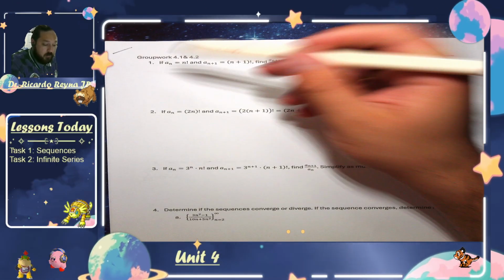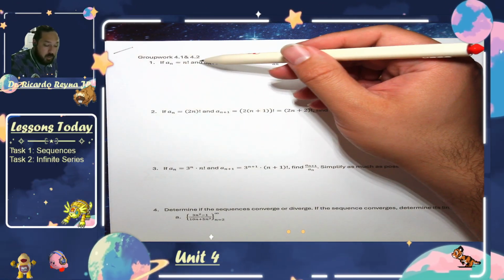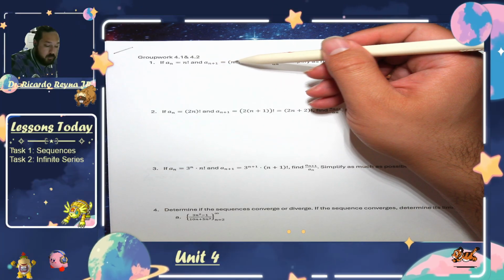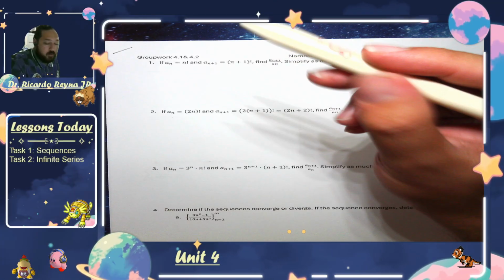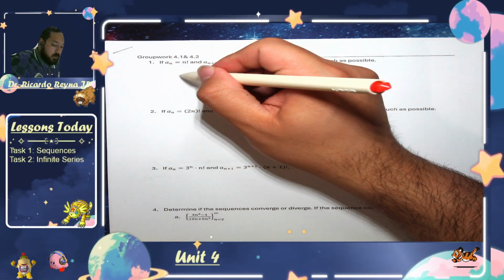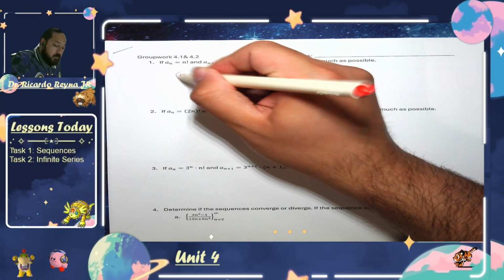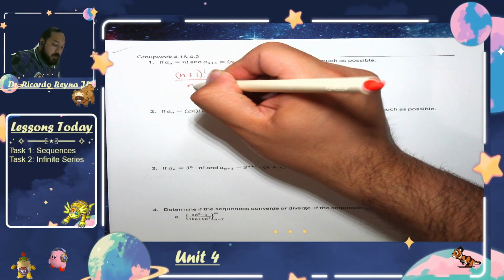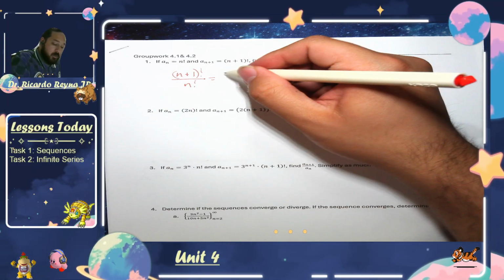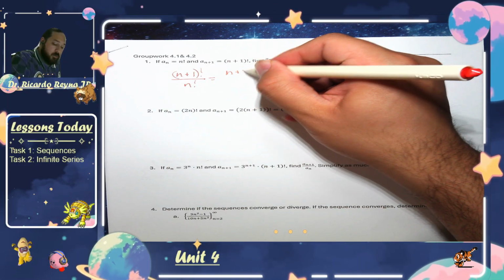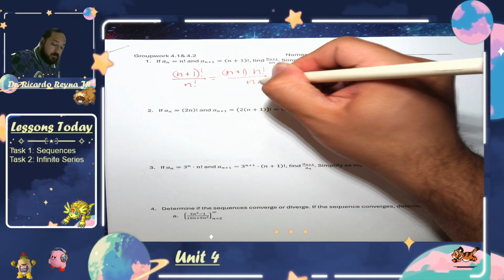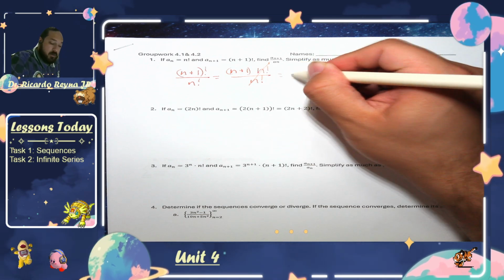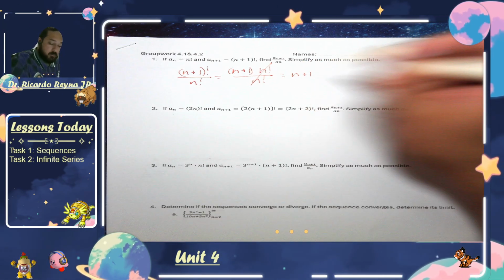Number one reads: if a_n is equal to n factorial and a_{n+1} is equal to (n+1) factorial, find a_{n+1} over a_n. Simplify as much as possible. So that's going to be (n+1) factorial over n factorial. From here, we're going to use the definition of factorial. We expand this a little bit, cancel that out, and you have n plus 1.